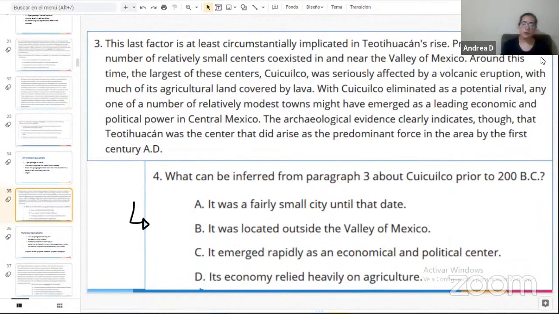So now I'll give you 1 to 2 minutes to read the paragraph and try to come up with what the answer is. Okay, so try to think of what it could be. Let me know what you have. I'll give you 1 to 2 minutes.